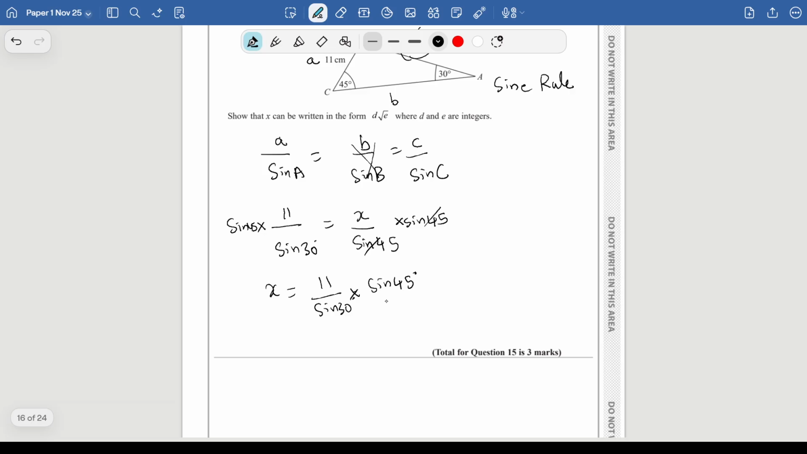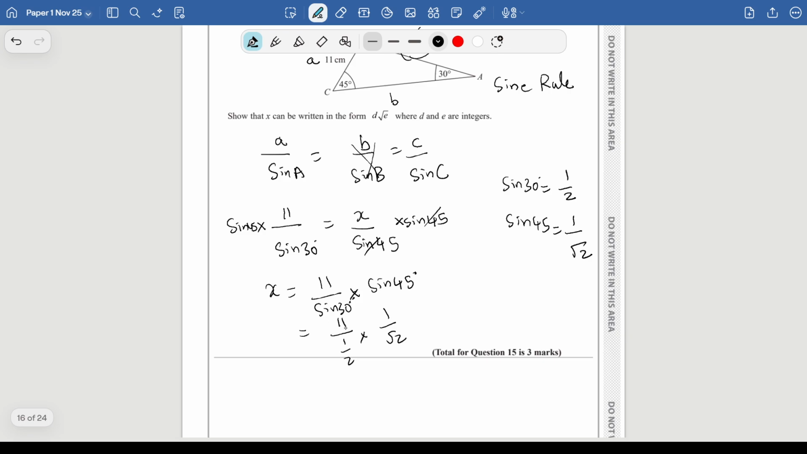Now at this point you need to remember the values of sine 30 and sine 45. If you haven't watched my video where I have told you how you can remember these angle values in an easier way, you can check my video there. I will provide the link in the description. So sine 30 is half and sine 45 is 1 over root 2. So substituting these values here, 11 over half times 1 over root 2.